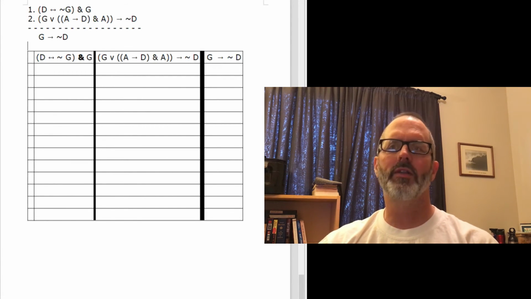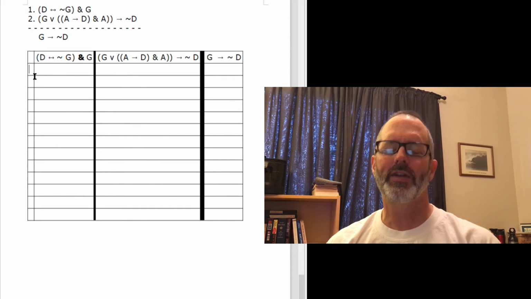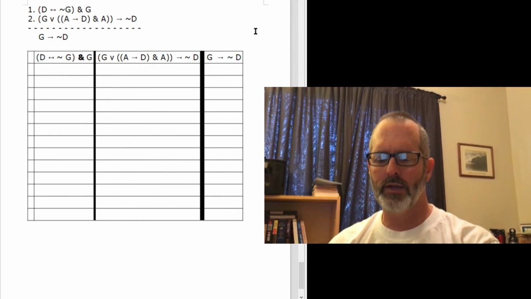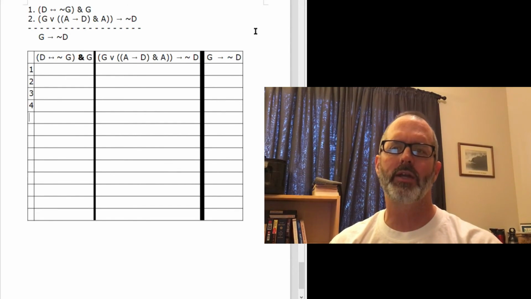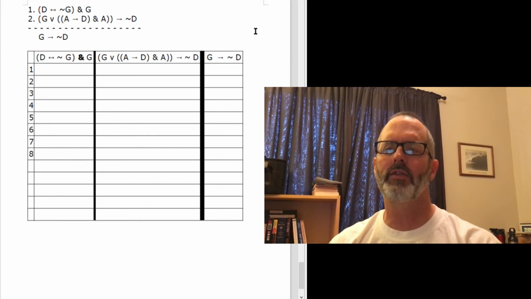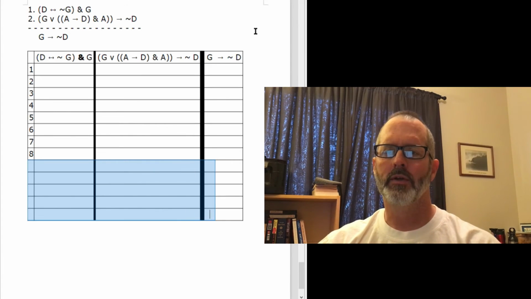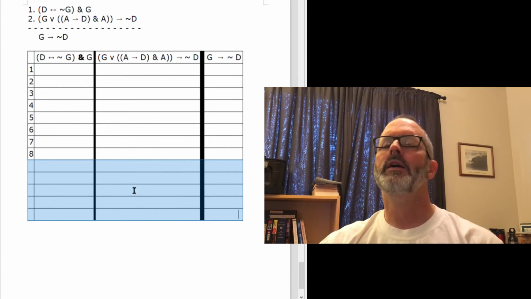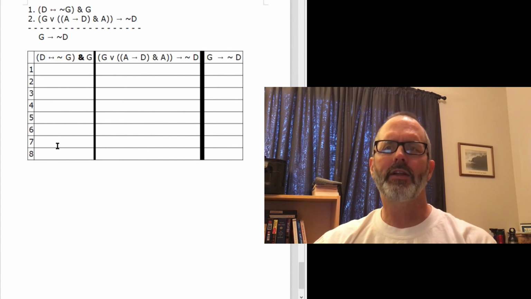So let's work in the first premise first. Oh, sorry, skipped a step. Determine the number of rows you will need. We have 3 different letters, so we will need 8 different situations, right? Let's get rid of the rows we don't need so we can have a nice clean table. Good. So I fill in next my basic sentence letter values.